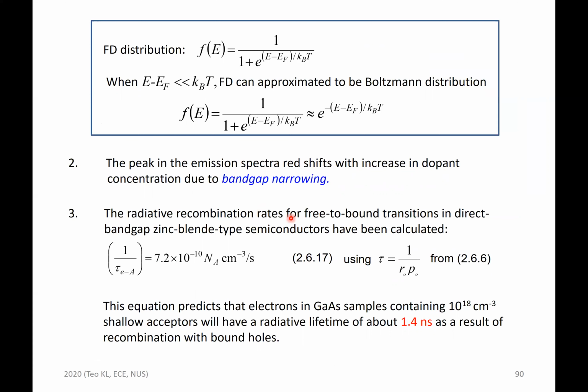Now, the radiative recombination rate for the free to bound transition, since you do it with p-type, again you go back to equation 2.6.6, where we have the recombination lifetime depend on the carrier concentration. And you can approximate this as 1 over the lifetime depending on the acceptor concentration, which is P naught. And let's say for 10 to the power 18 of Na, which is the acceptor concentration, you get about a lifetime of 1.4 nanoseconds due to the recombination of the electron with the bound hole or with the acceptor.